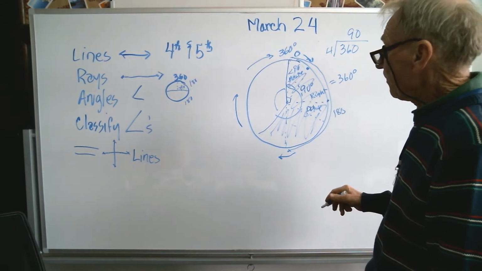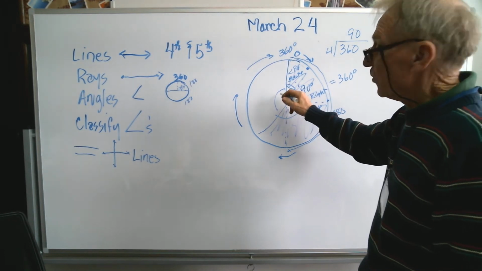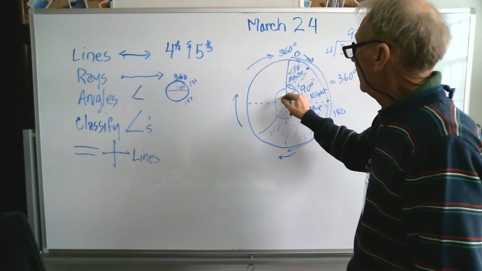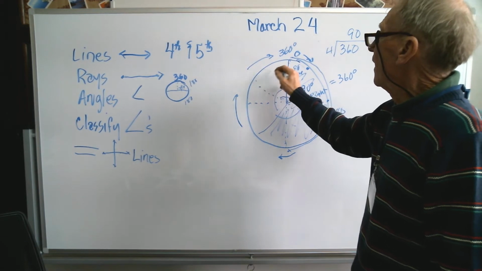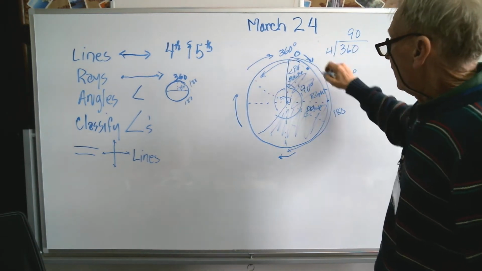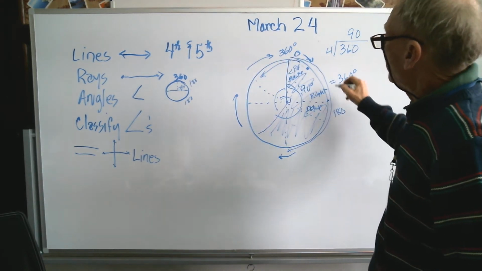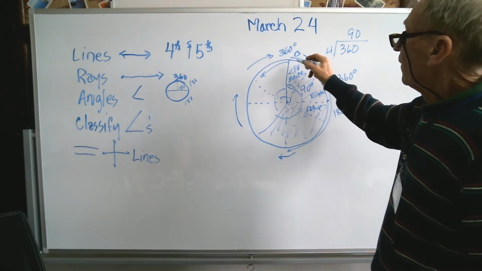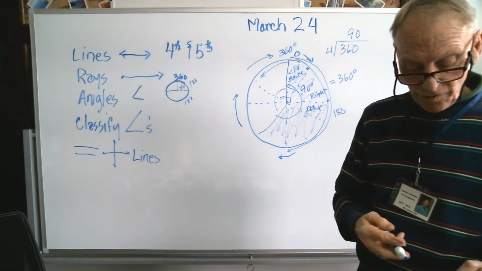So, this is an obtuse angle. Once it gets here, then it's a right angle. And when it's coming in this direction now, because you can go either way, it goes 0 to 360 this way. It also goes 0 to 360 this way. The only thing that's important to understand is that there are 360 degrees around the circumference of that circle.